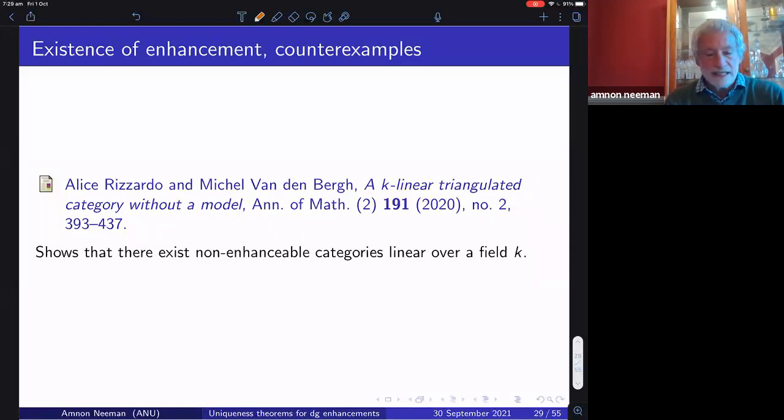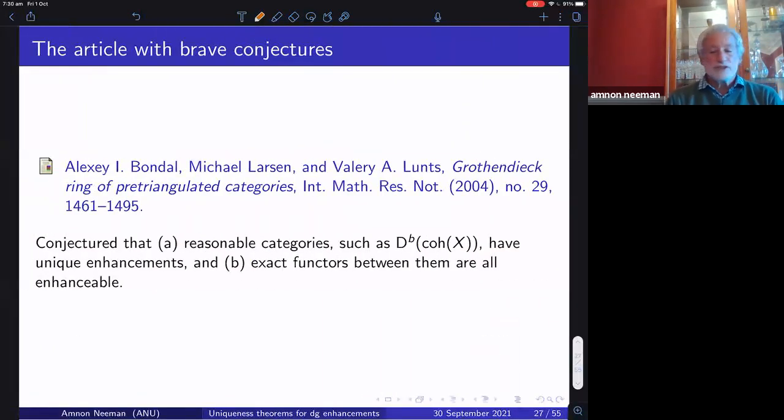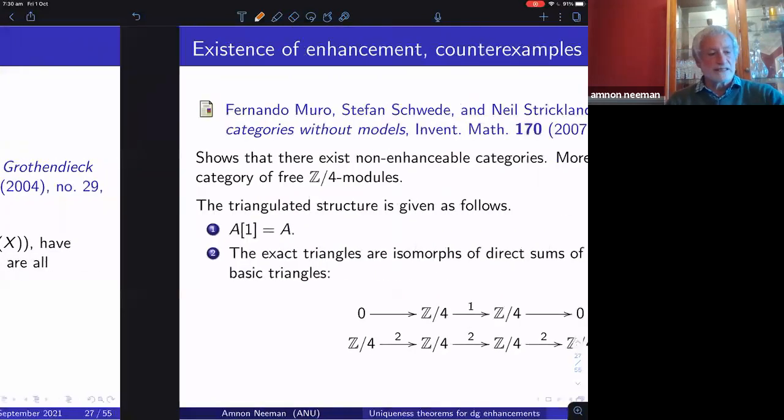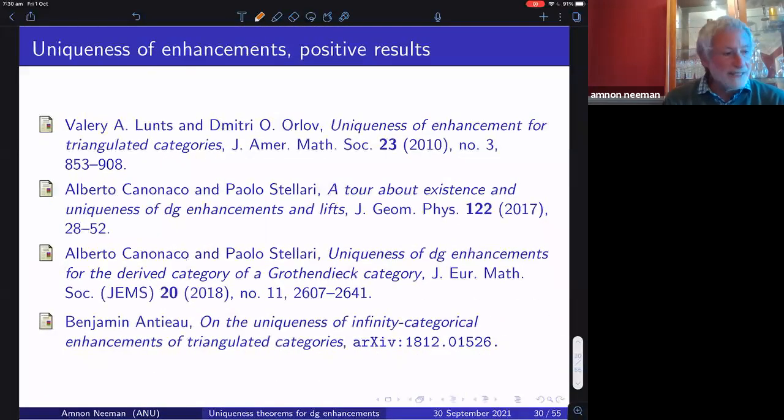So the question now becomes, what about conjecture A? So conjecture A, I mean, maybe I should go back to the conjecture. So conjecture A says that reasonable categories should have unique enhancements. And of course, this begs the question of what does reasonable mean? But this conjecture turns out to be true, and I will now give the results. So it was a brave conjecture at the time.